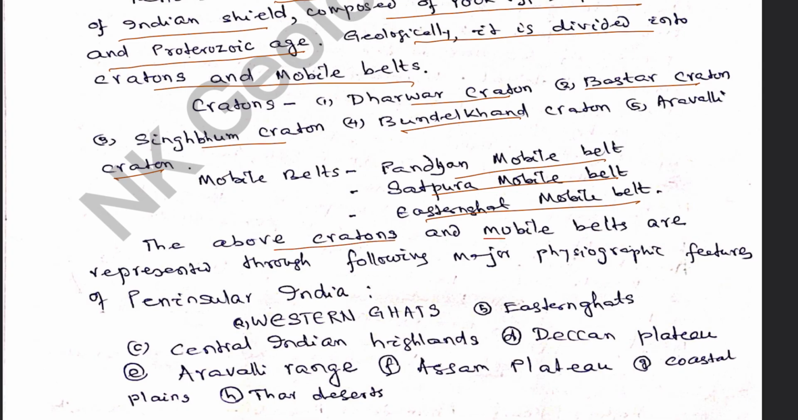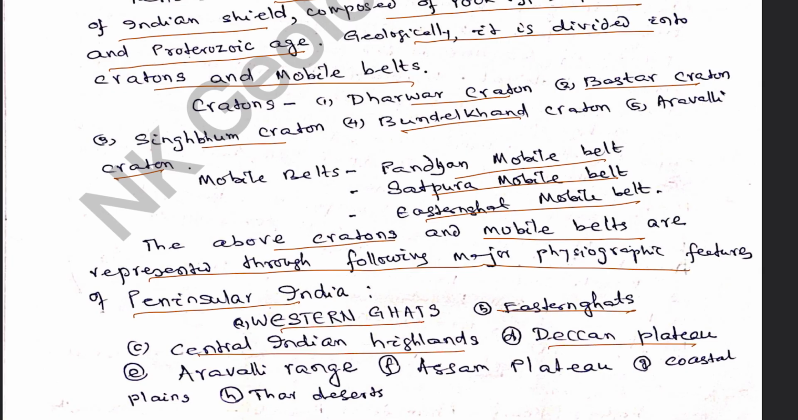So the above cratons and mobile belts are represented through the major physiographic features of peninsular India, and they are represented through the Western Ghats, the Eastern Ghats, Central Indian Highlands, Deccan Plateaus, Aravalli Range, Assam Plateau, coastal plains and Thar deserts. So the entire peninsular India is represented by the highlands, coastal plains and the Thar desert. So let us discuss these features one by one.